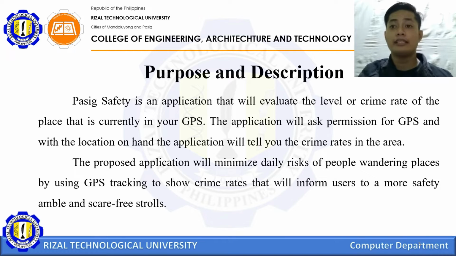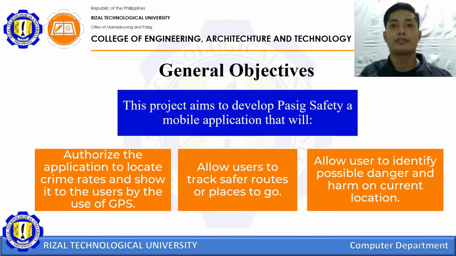Having not recognized these mishaps that people experience daily, and merely looking over these problems, has motivated the researchers to develop the PASIG Safety Crime Rate Evaluator application. The proposed application will minimize daily risks of people wandering places by using GPS tracking to show crime rates that will inform users to a safer amble and scare-free strolls.